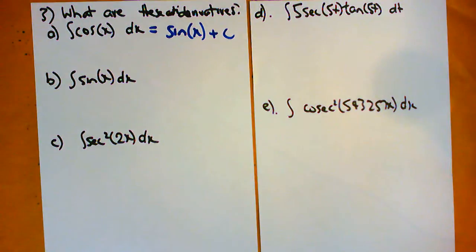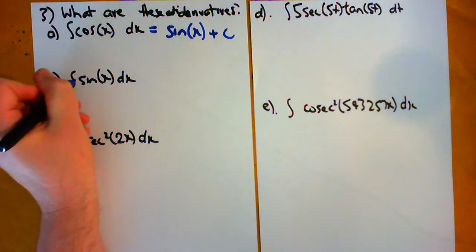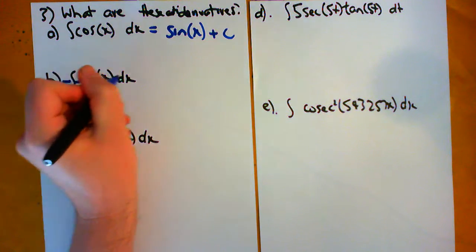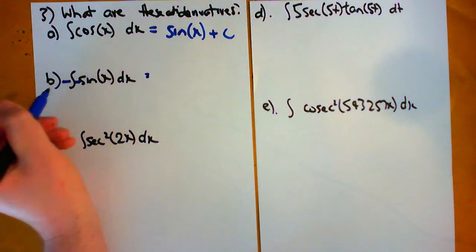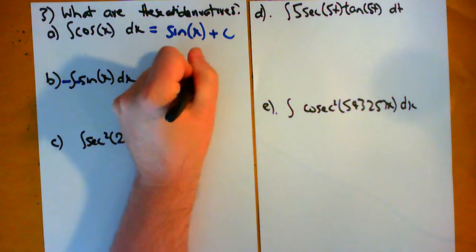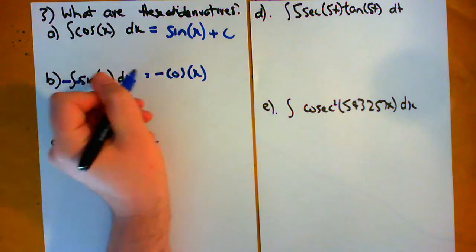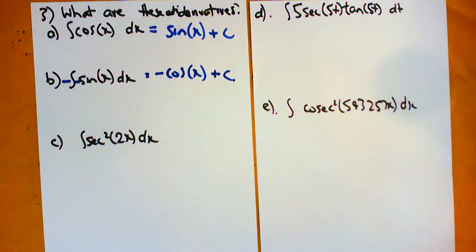Okay, question B, we want to integrate sine of x or find the antiderivative of sine of x. So if you look at that differentiation table, you don't see that sine of x is the derivative of anything directly on the table, but you see that negative sine x is the derivative of cosine x, so let's make this negative the integral of negative sine of x. Now if we take the antiderivative of negative sine x, that is cosine of x. But we have this extra negative in the front. So we get negative cosine of x plus c.